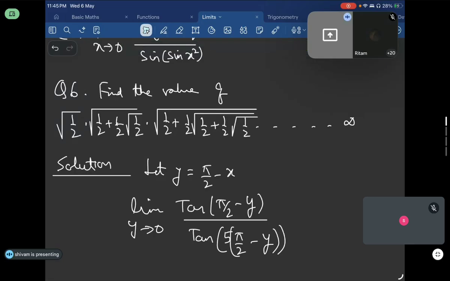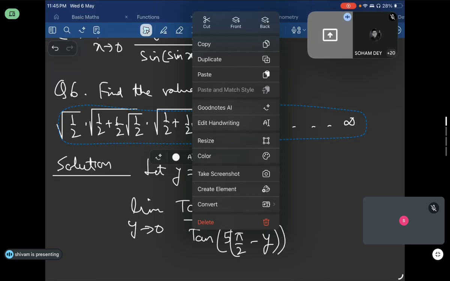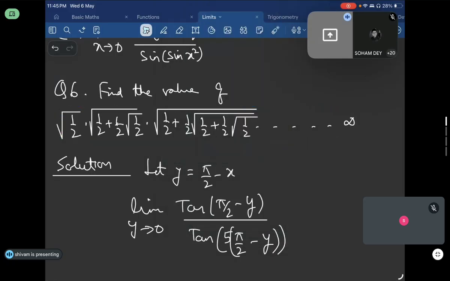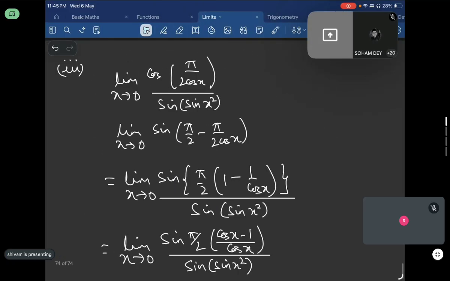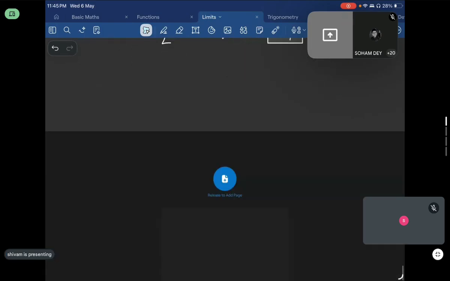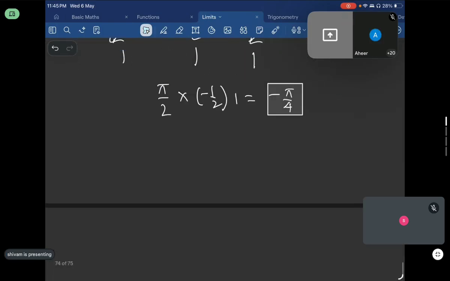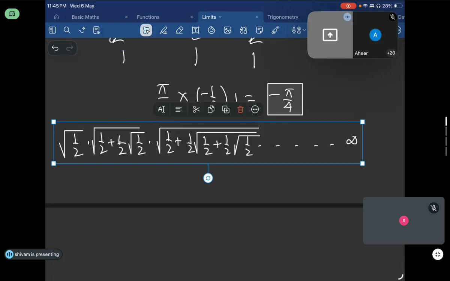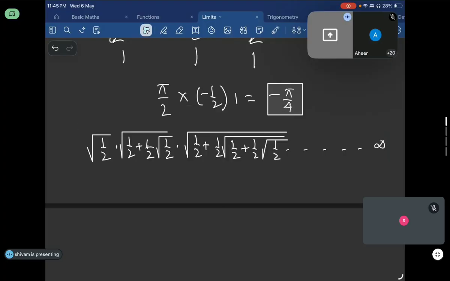1 by root 2. So we have to do something with cos. Right? Yes, 1 by root 2. Can you people understand? 1 by root 2 is equal to cos pi by 4, right, everyone? Tell me. Yes or no? Yes, sir. 1 by root 2 is cos pi by 4. So everyone, I'll find out a pattern and then I'm going to solve, okay?